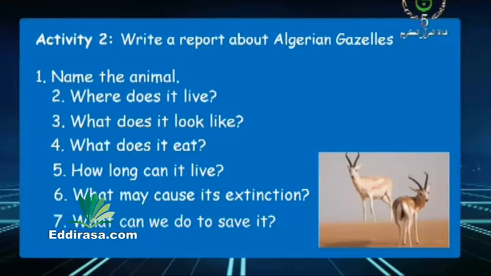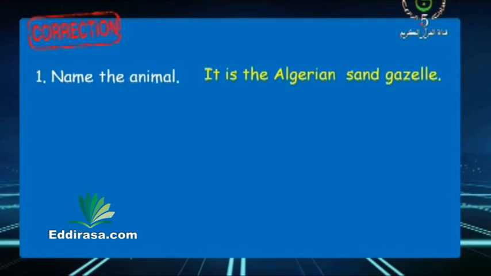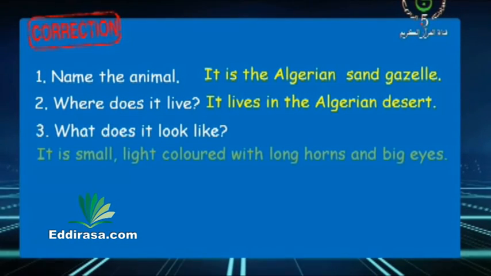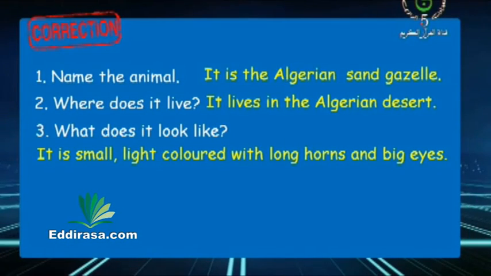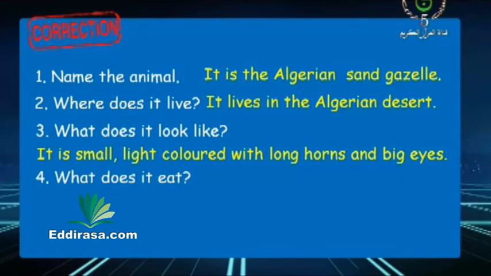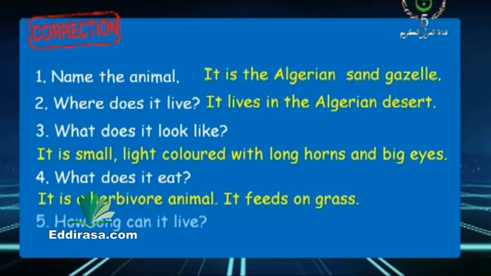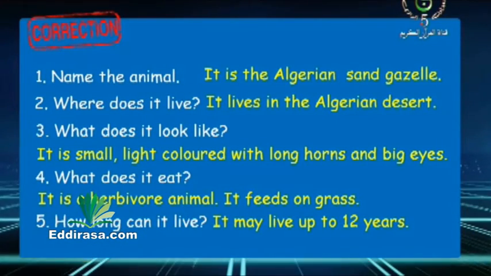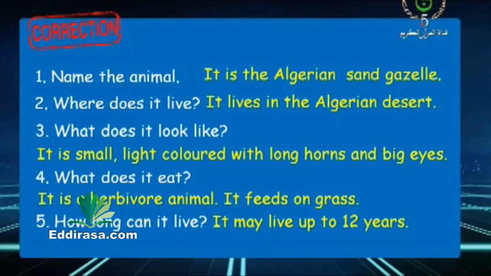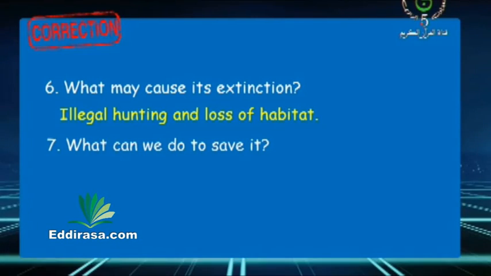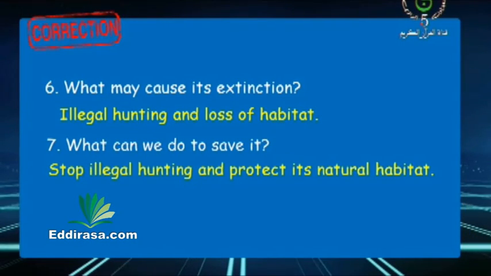So the name of the animal here, it's the Algerian sand gazelle. Where does it live? It lives in the Algerian desert. It is small, light colored with long horns and big eyes. This is a description. What does it eat? It is an herbivore animal and it feeds on grass. Of course, next one is how long can it live? It may live up to 12 years. And what may cause its extinctions? Illegal hunting and loss of habitat. And what can we do to save it? Of course, stop illegal hunting and protect its natural habitat.